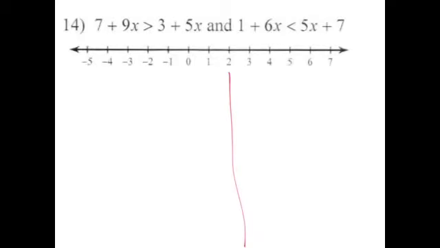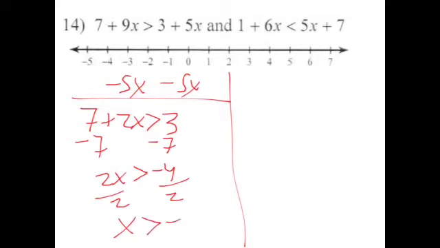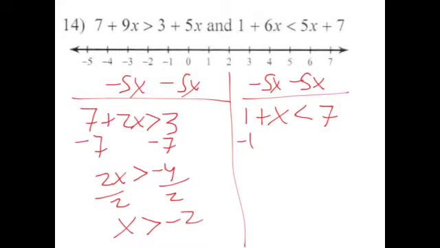Again, I'm going to split it. We have an AND statement on this one already figured out for us. Let's subtract 5 on both sides for our left inequality to get 7 plus 2x greater than 3. We'll subtract 7 from both sides to get 2x greater than negative 4. Divide by 2 on both sides to get x greater than negative 2. And we'll solve our right one by subtracting 5x on both sides to get 1 plus x less than 7. And we'll subtract 1 from both sides to get x less than 6.